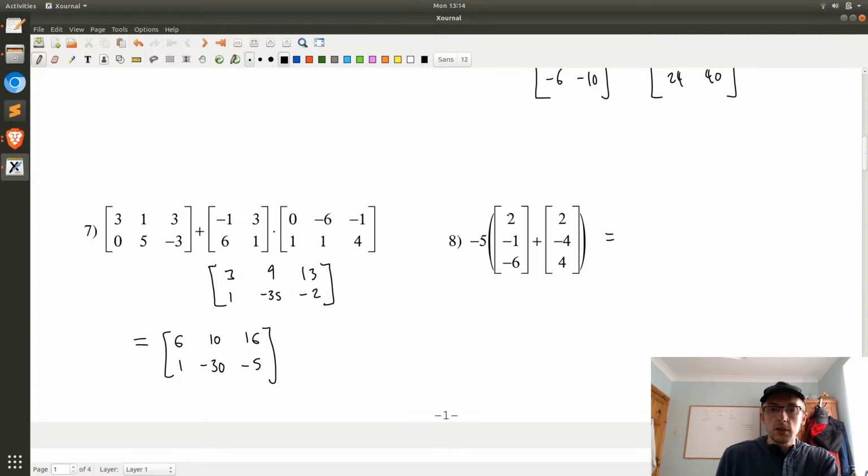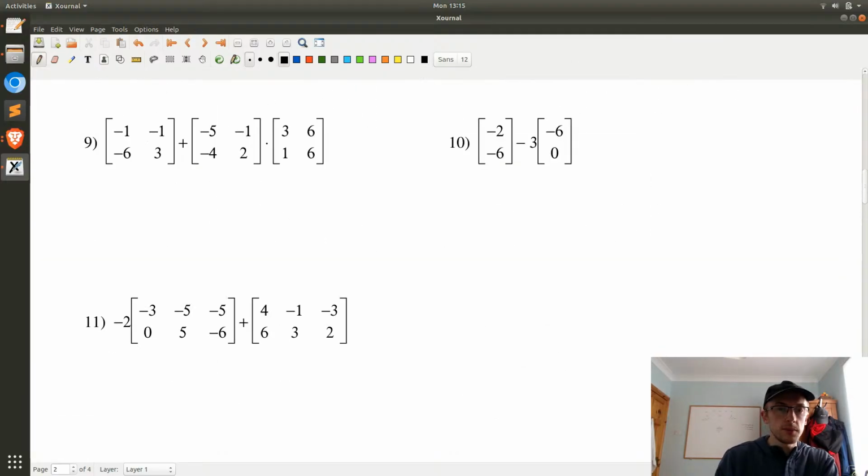Here we are to add a pair of 3 by 1 matrices and then scalar multiply by negative 5. So let's do that. So we're going to add them first. So 4, negative 5, negative 2. Scalar multiply it now by negative 5. And we're going to have negative 20, 25, and 10. All done. Right.